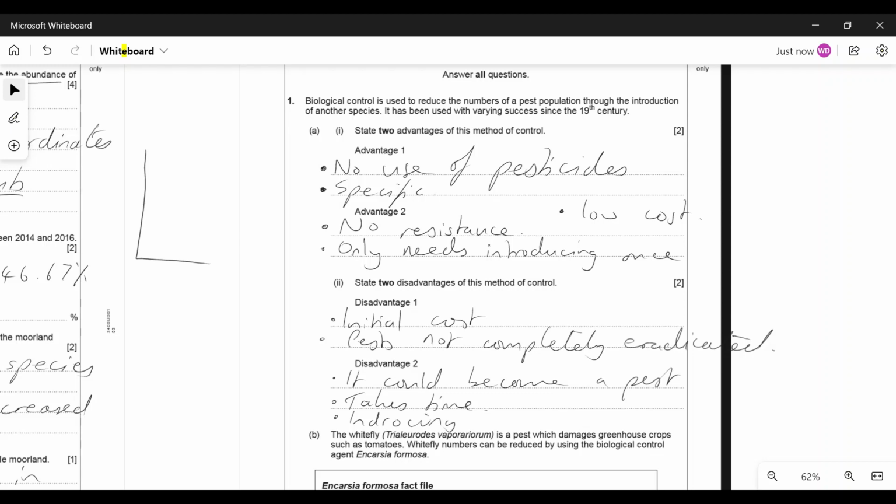Introducing disease. Got there in the end. Okay, so any of those five for the disadvantages and any for the advantage, one mark for each, of course.